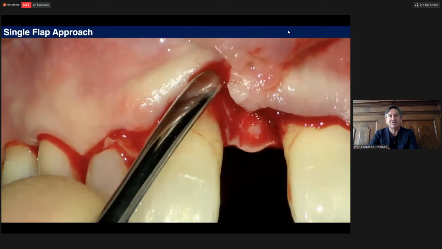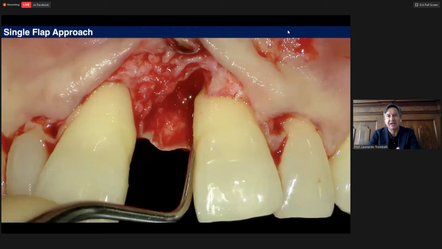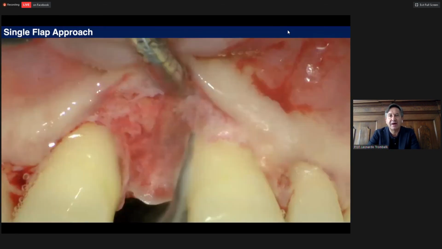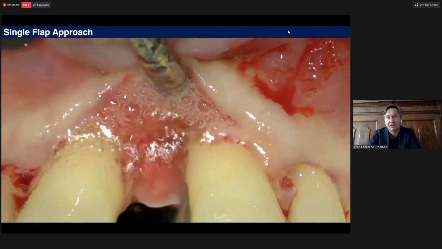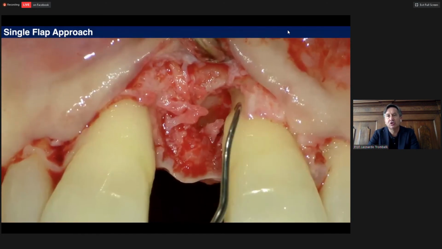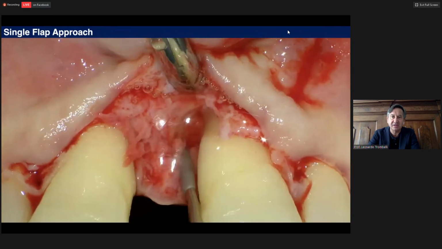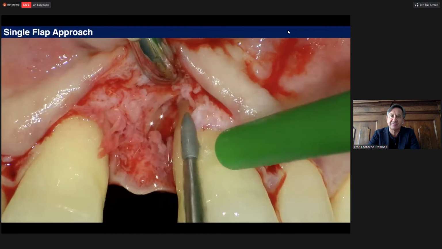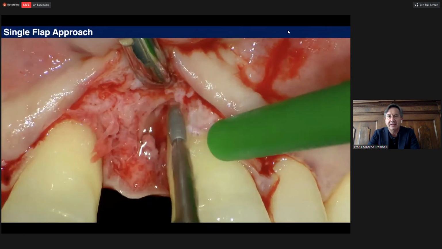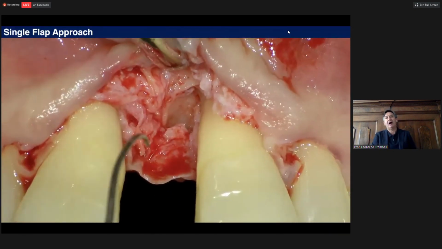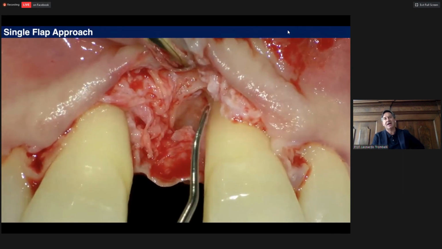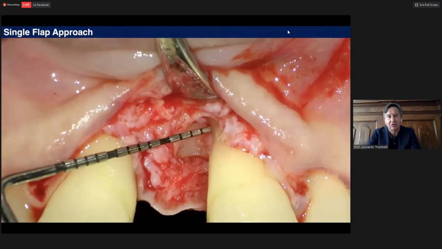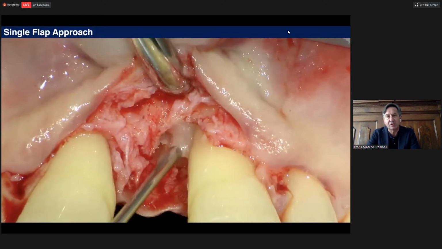Let me give you another example. Again, this is a huge lesion in the central incisor. You see that by elevating just the buccal flap, we may provide good conditions for root debridement. Here you see an enamel projection that has been eliminated by means of a fine diamond bur. And here again, you see how clean the root surface is and how smooth is the elimination also of the granulation tissue in the intrabony component.